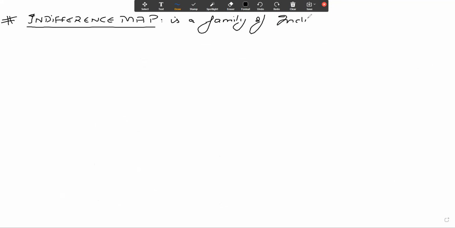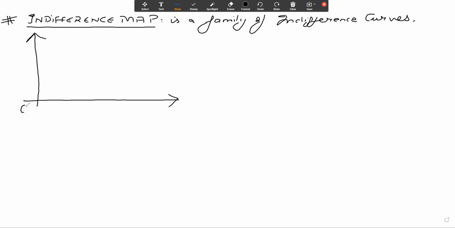An indifference map is a family of indifference curves. If I draw the indifference curves at different levels, having the same slope, it is going to give me the indifference map. So this is one indifference curve, guys, IC0. I can draw many indifference curves.